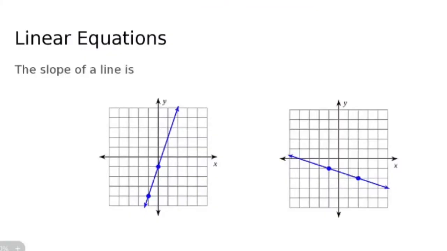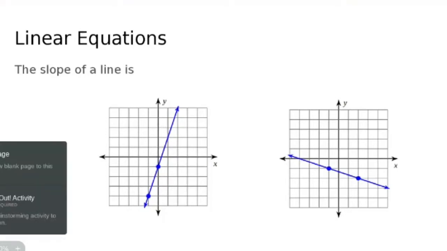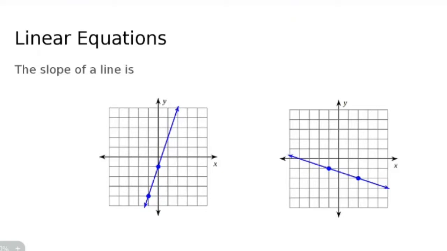What are we talking about? Linear equations. Linear equations, the slope of a line is, by definition, rise over run. Okay? Slope of the line is rise over run.